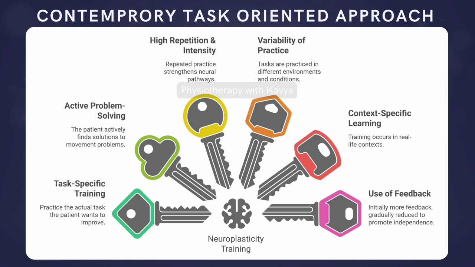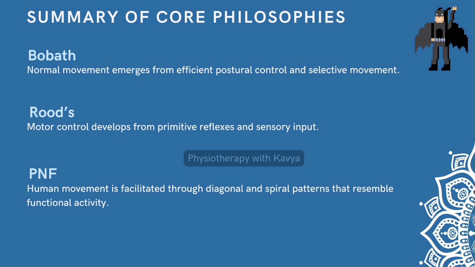So we are completed with the 9 approaches. It was a brief overview of all the 9, and I understand that it's still confusing. So I have a summary table with one statement defining all the 9 approaches for neurological and developmental disorders. Starting with Bobath. Normal movement emerges from efficient postural control and selective movement. Roods. Motor control develops from primitive reflexes and sensory input. PNF. Human movement is facilitated through diagonal and spiral patterns that resemble functional activity.